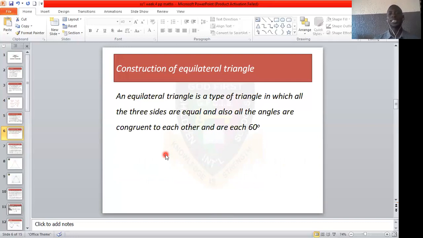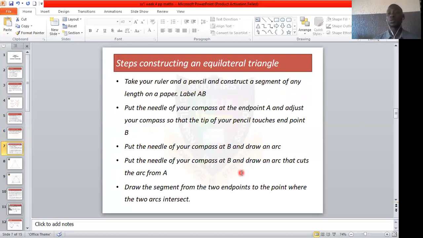An equilateral triangle is a type of triangle in which all the three sides are equal. All the sides of a triangle are equal, and also all the angles are congruent to each other and are each 60. When we say congruent, you know what congruent means? That is, all the dimensions of the triangle are the same. They have equal dimensions, that is the side, the angle. That's why we say it's congruent.